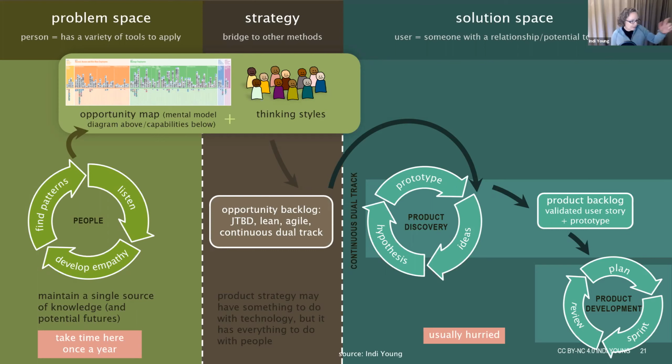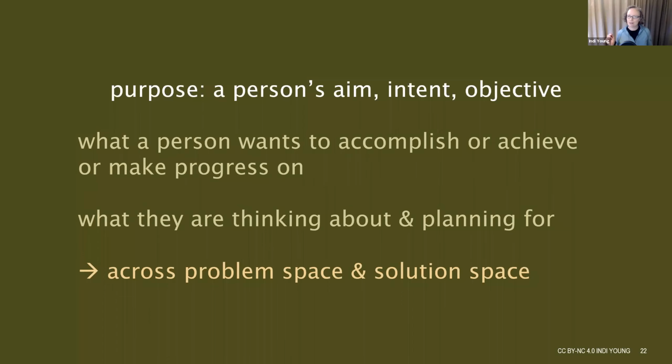And out of that loop of research, where I listen, develop empathy, and find patterns, I create two types of things that are long lasting. These things last for decades. Clients that I've worked with decades ago have kept adding to theirs and keep using them. And that is an opportunity map and thinking styles. I'm going to explain that in maybe 20 minutes. So just so you can see, that's where it comes from. But I want to talk a little bit about this word purpose.